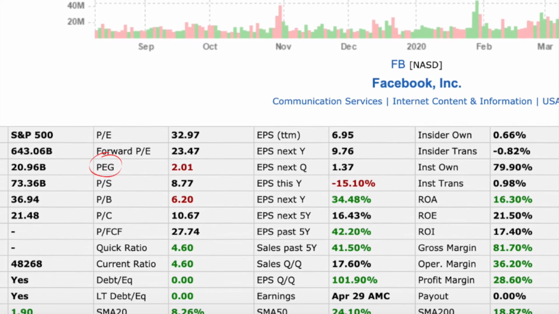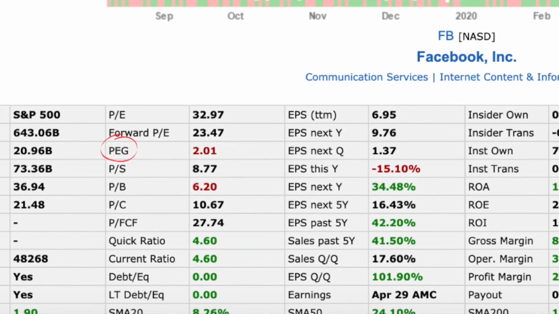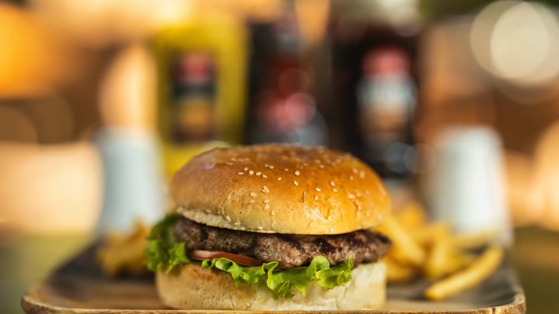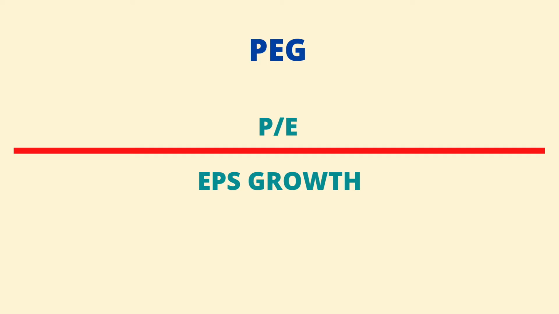Next, we have the PEG ratio. The PEG ratio is the price to earnings to growth, factoring in the growth. You can think of PE ratio as a normal hamburger, and you can think of PEG ratio as the cheeseburger with the extra cheese. The way to calculate PEG ratio is using the PE ratio divided by the EPS growth.